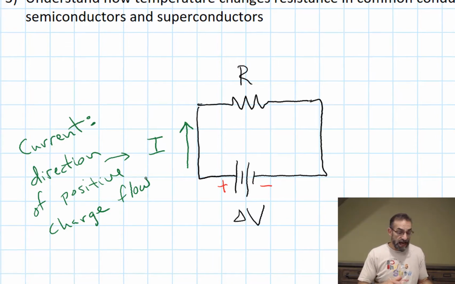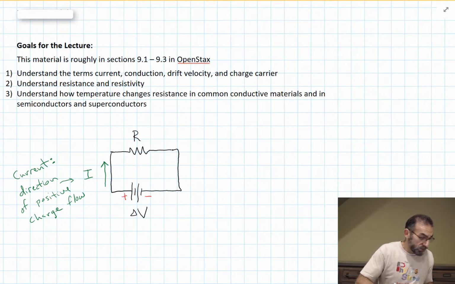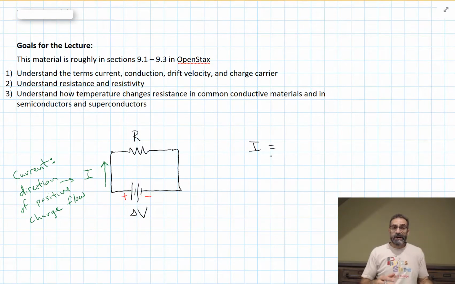Our symbol is I for current. And what is the current equal to? The current is a flow rate. How much charge is flowing past a certain location in a given amount of time? It's just like the current in a river. If you were standing at the bank of the river, measuring how much volume of water was flowing by in a given amount of time, that would be the current in the river.